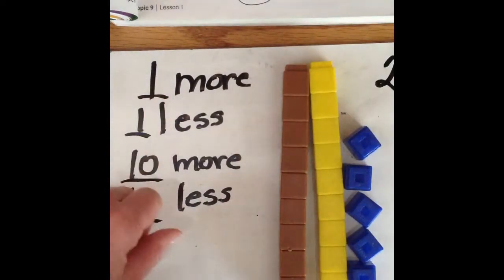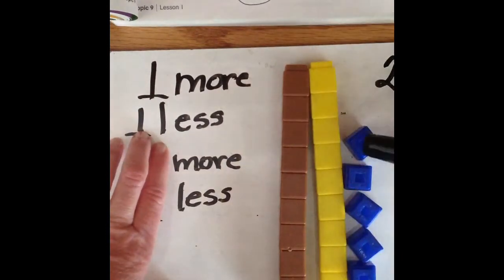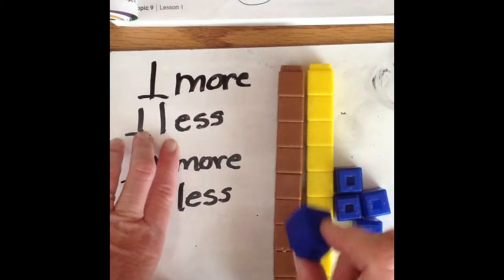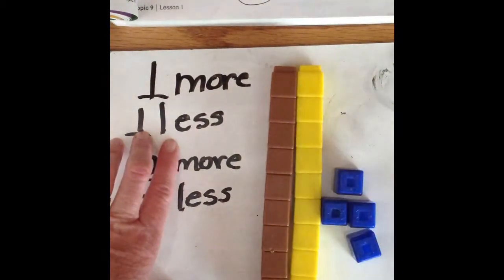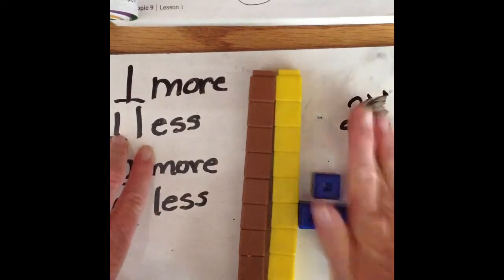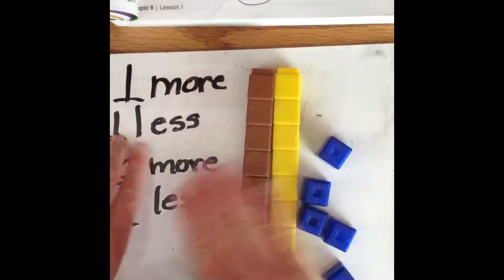Now if I go back to 25, they then want 1 less than 25. So again, I'm going to take 1 of the ones away, and I still have 2 10s, but now I have 4 ones, 24.